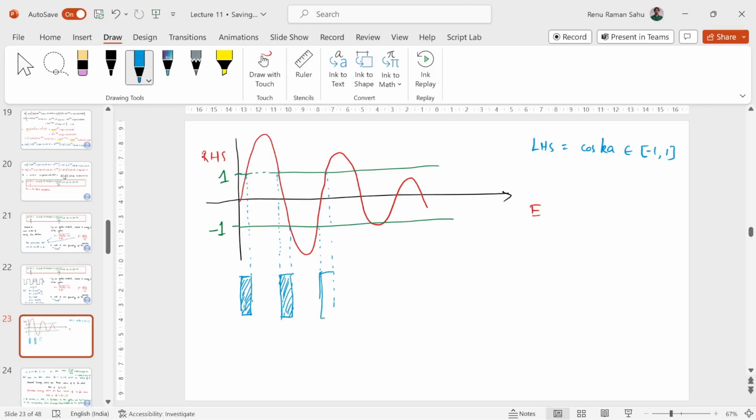So the blue color bands I am drawing, these regions are all allowed. And why are they allowed? Because that's where the left hand side can be equal to your right hand side. So these are your energy bands. You see how we are getting these energy bands.